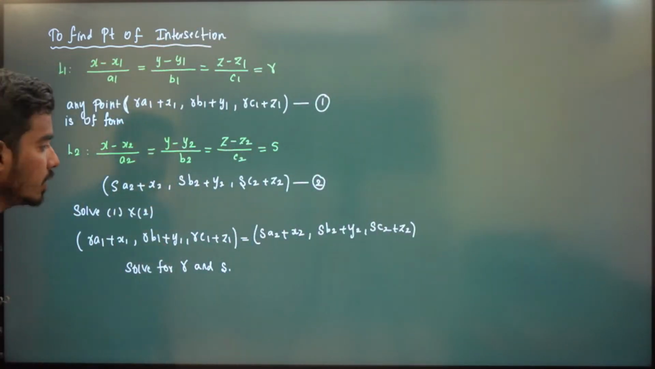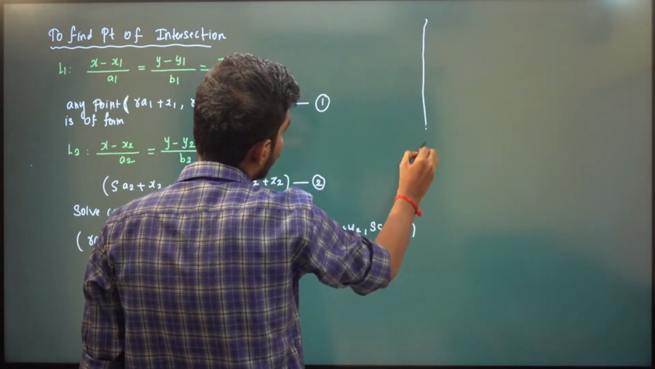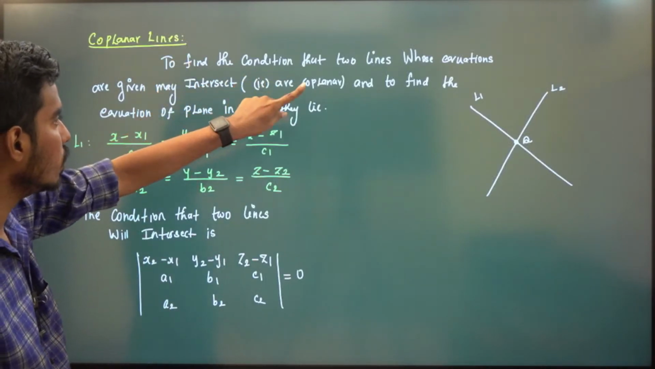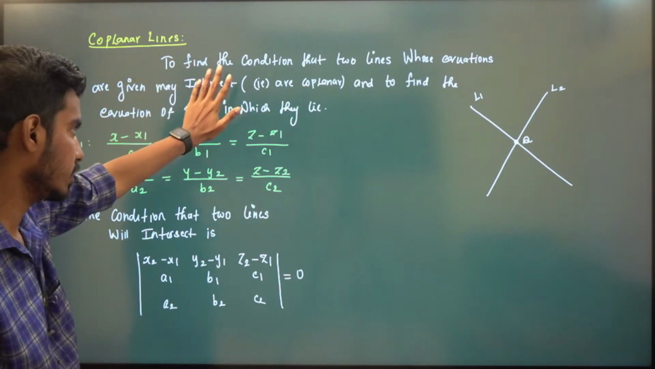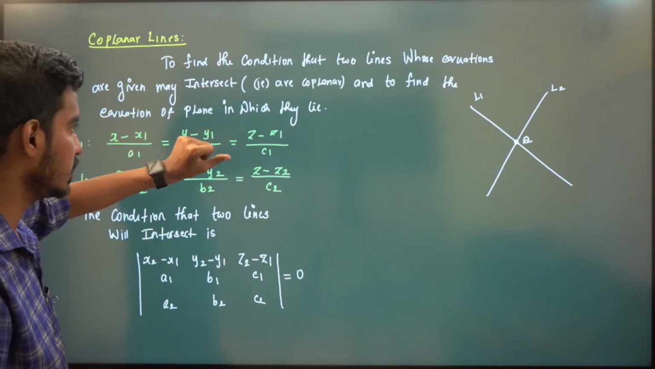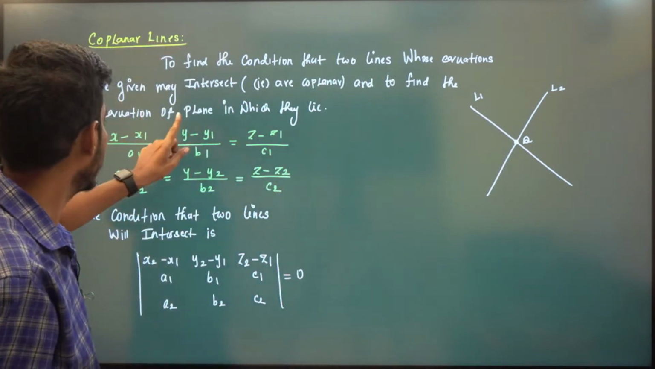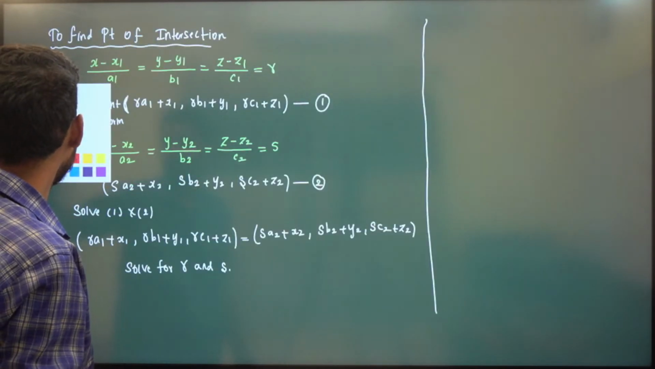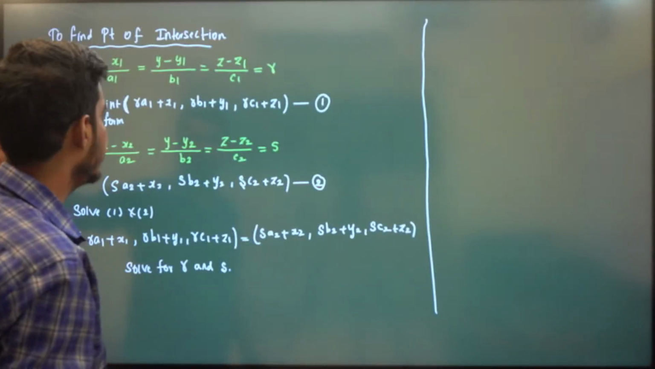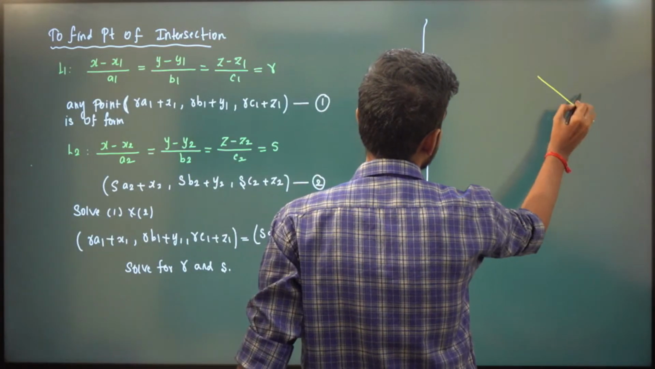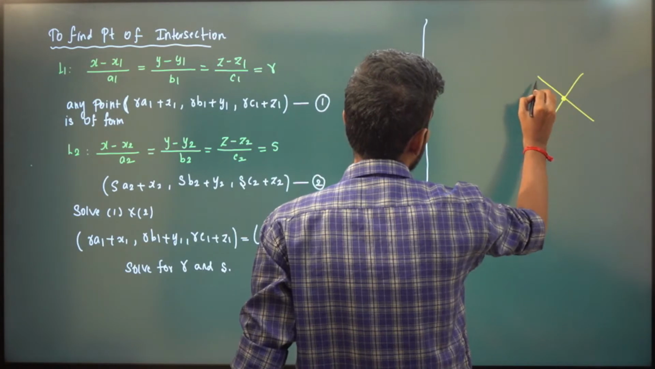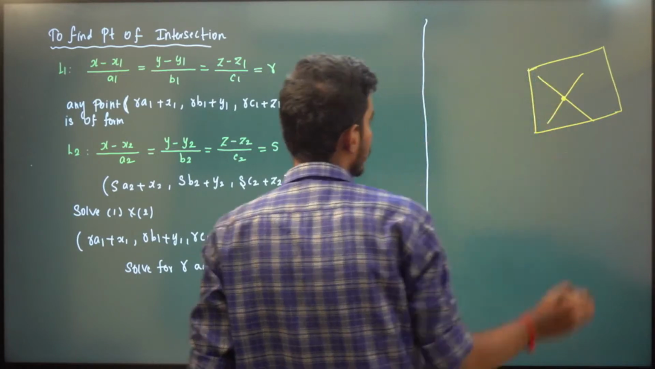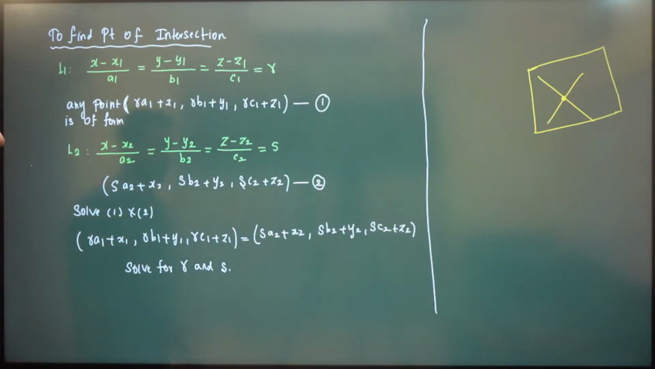Right, now to find the equation of the plane in which they lie, see what we are going to do. To find the condition that the two lines whose equations are given may intersect, this is the condition, and we also find the point of intersection. And to find the equation of the plane in which they lie, now what we are going to do is, we have said that the two lines intersect, right? This is the condition. Now we are going to find the equation of the plane in which the two lines lie, right?